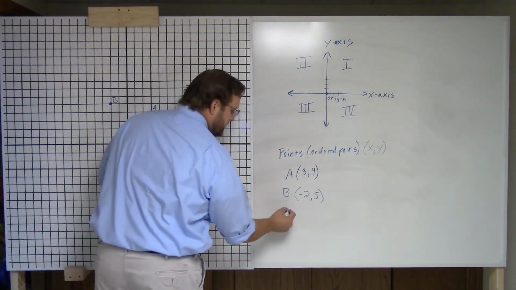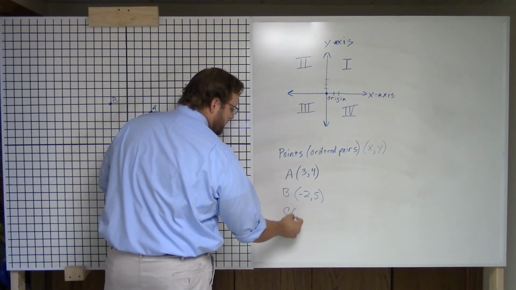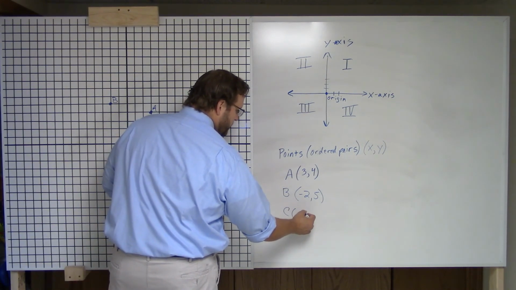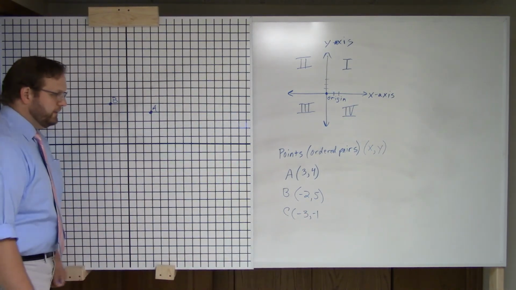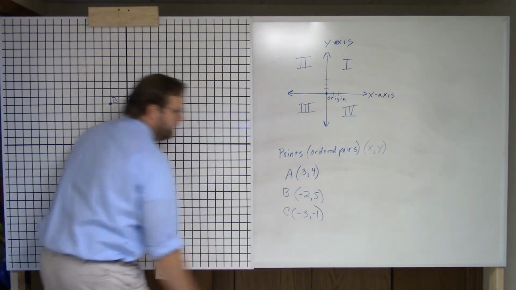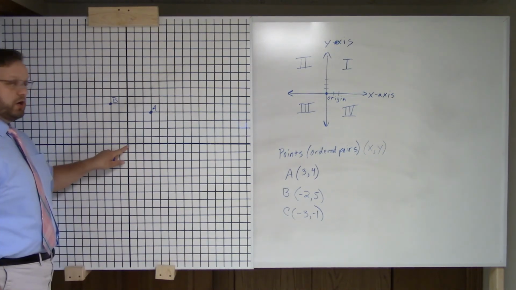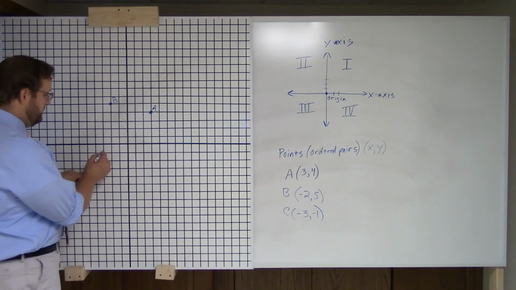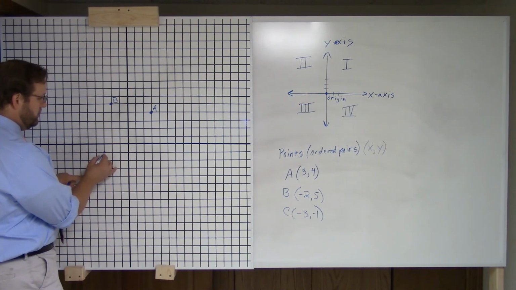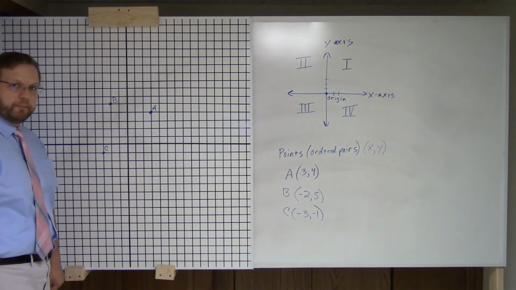How about point C being -3, -1? When I start at that origin, I go 3 left, and then down 1, because of that negative on the 1. And that's point C.